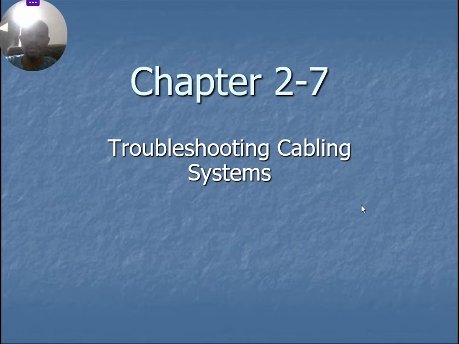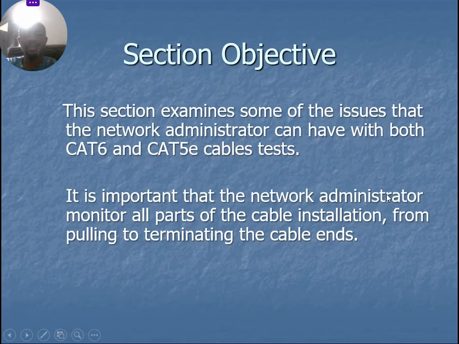Now, what do we need to do as the network administrator in order to find the problems in our cabling? First, we have to understand the 2 big objectives for this small subsection. One is to examine some of the issues that the network administrator can have with both Cat 6 and Cat 5e cables, and all your cable test results.